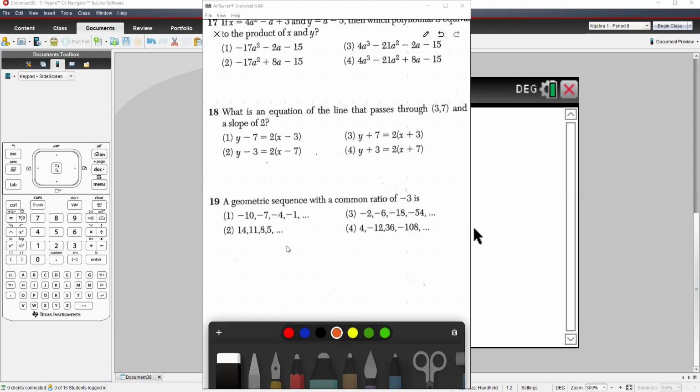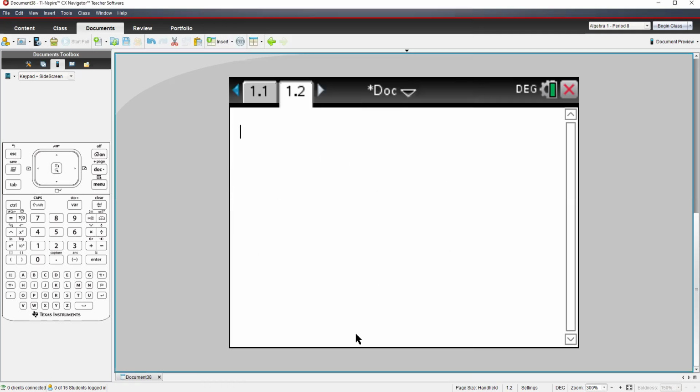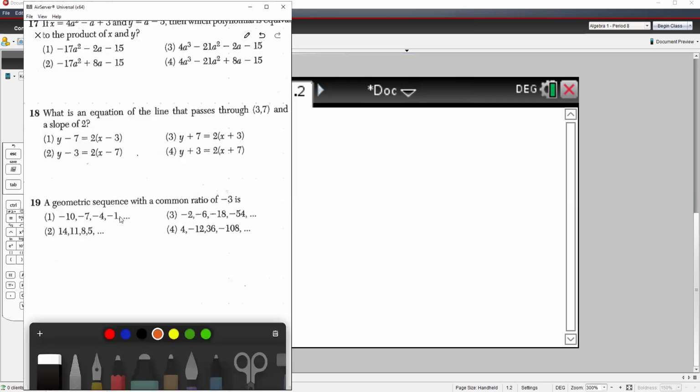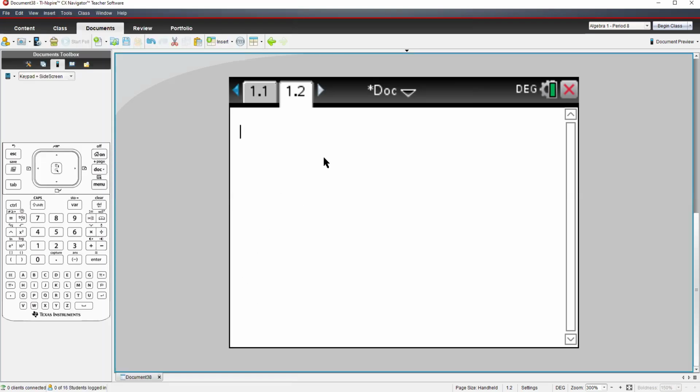So the easiest way is just to check which one of these four, when you make a ratio of the terms, will give you a ratio of -3. So let's just do it. I'll use a calculator. I would always start from the right and divide going left. So it's going to be -1 divided by -4, -4 divided by -7, and so on and so forth.